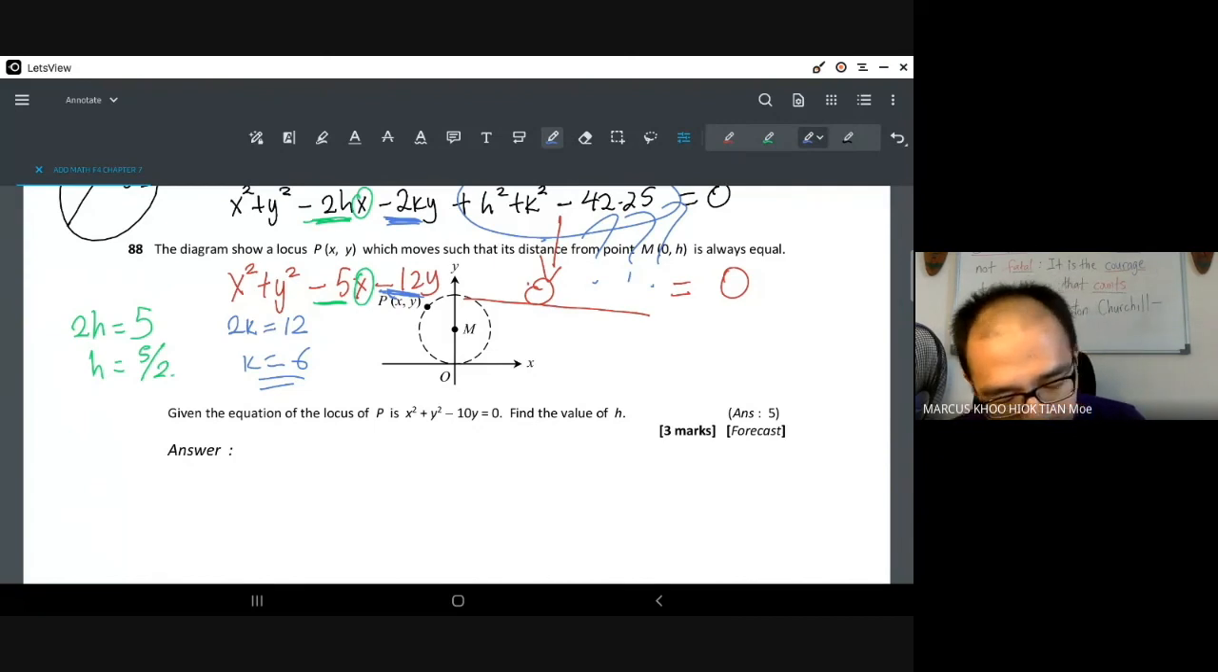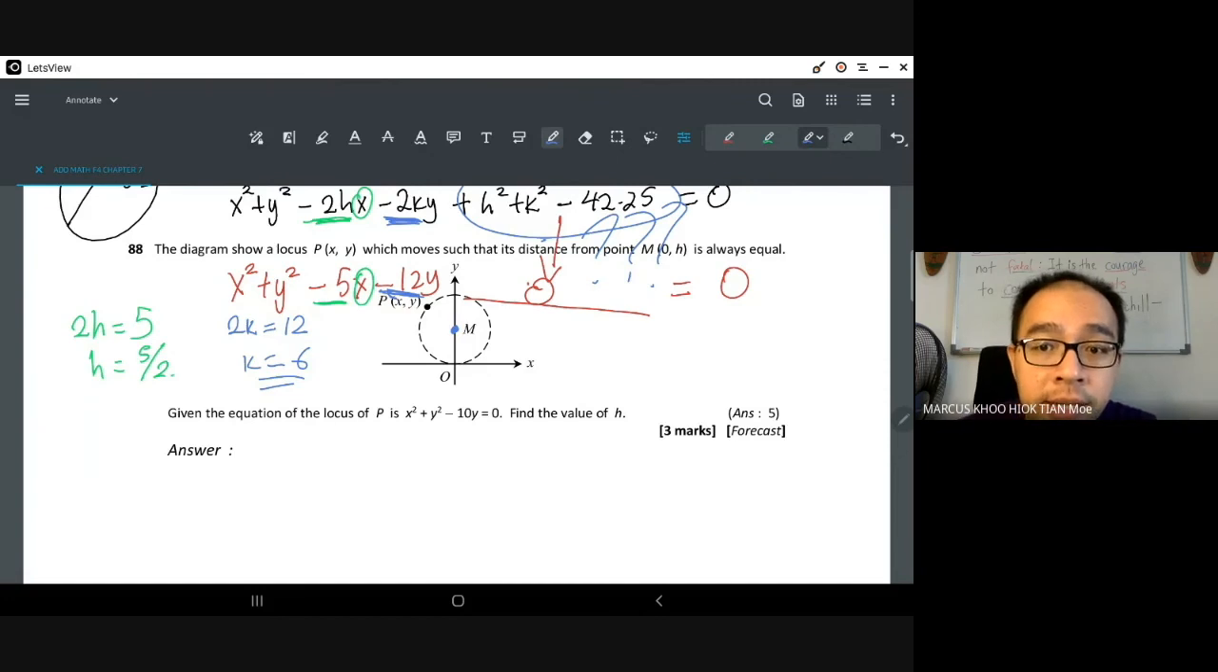Now, first of all, let's look at this coordinate M over here. Coordinate M, if you take a look, the X coordinate is 0. So I can say this is 0 and 0 and M. I'm going to call this M. For the Y coordinate.